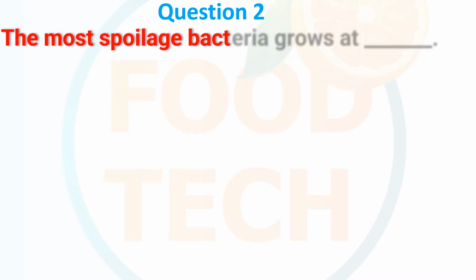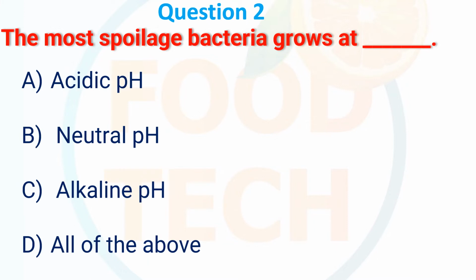Most spoilage bacteria grow at A. Acid pH, B. Neutral pH, C. Alkaline pH, D. All of the above. The answer is B. Neutral pH.